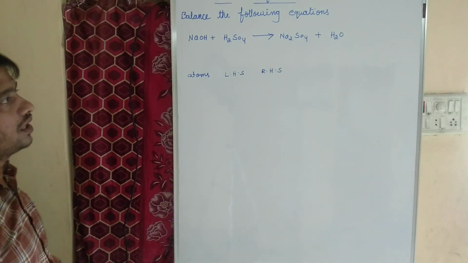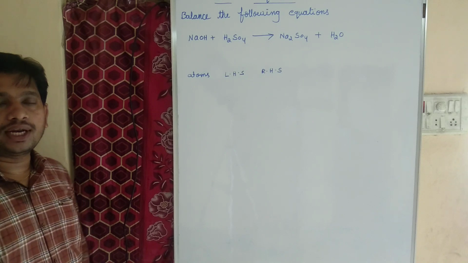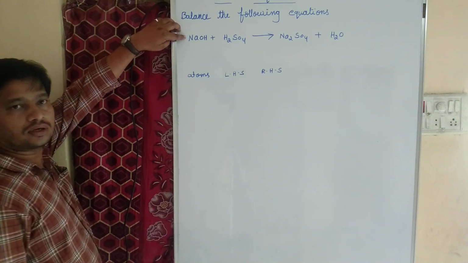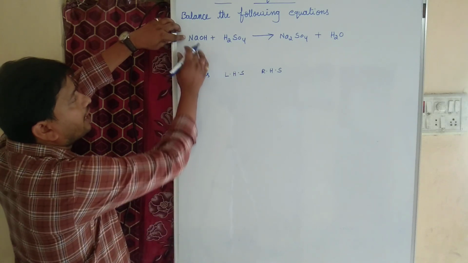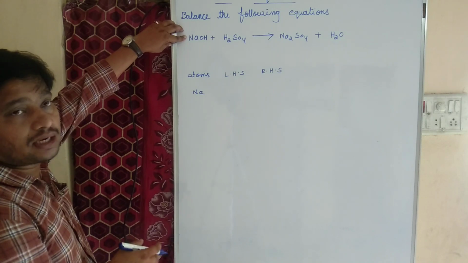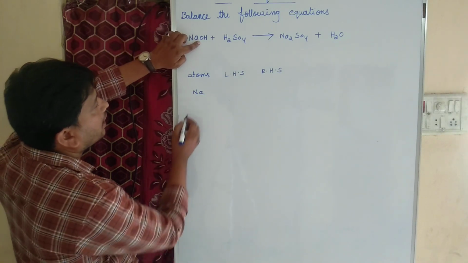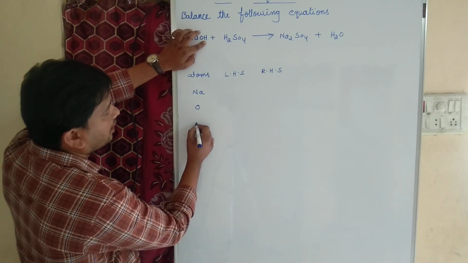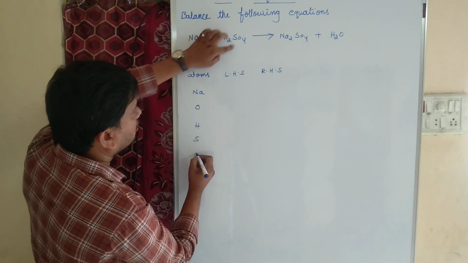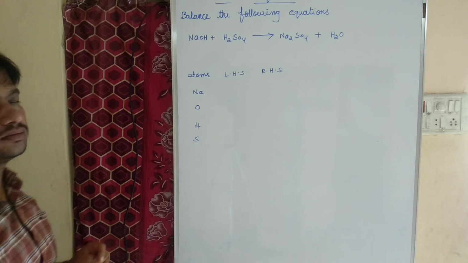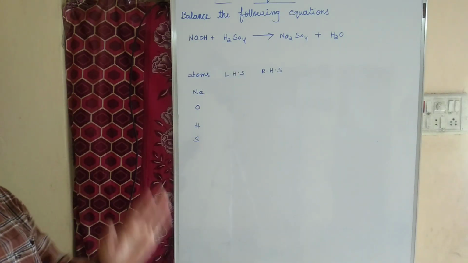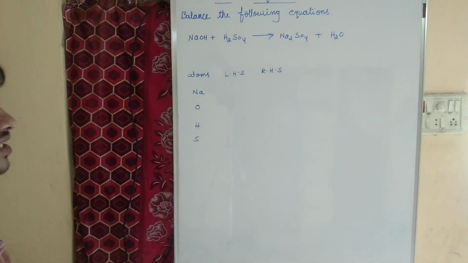First of all, write down what are the atoms which are present on LHS and as well as on RHS. Children, see here we have only one atom of nitrogen. Let us write first what are the atoms are there. Sodium, and then oxygen, and then hydrogen. Here also we have hydrogen, and then sulfur. Also we have oxygen. Okay. Sodium, oxygen, hydrogen, sulfur. They are the atoms which are present on LHS and as well as RHS.